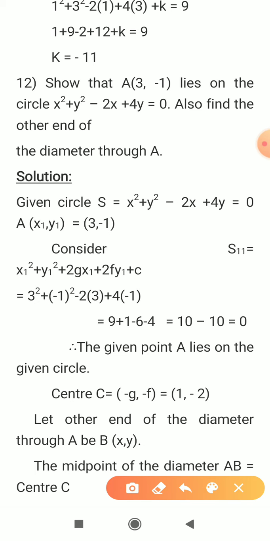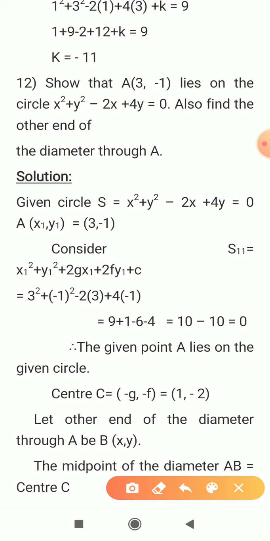So the second part comes next; first you prove the first part. What is the first part? Show that A(3, -1) lies on the circle. That means we show the point is on the circle, so we use the position of the point. When S11 is equal to 0, we say the point is on the circle. So to show a point is on the circle, it is enough if we show that S11 is equal to 0. So first we find S11.